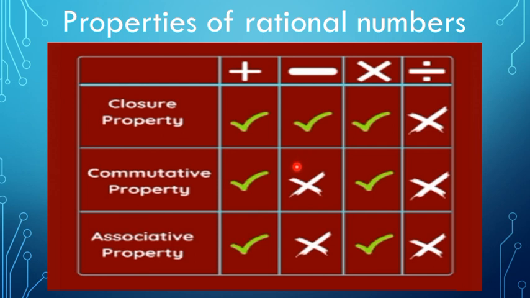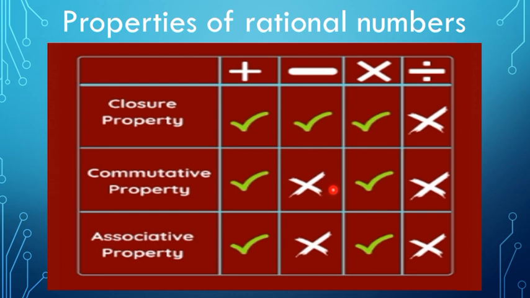Now, commutative. For addition, minus 3 by 2 plus 1 by 2, you get minus 1, and 1 by 2 plus minus 3 by 2, you get minus 1. So addition is commutative. What about subtraction? Minus 3 by 2 minus 1 by 2, you get minus 2, and 1 by 2 minus of minus 3 by 2, you get 4. So is minus 2 equal to 4? No. So subtraction is not commutative.